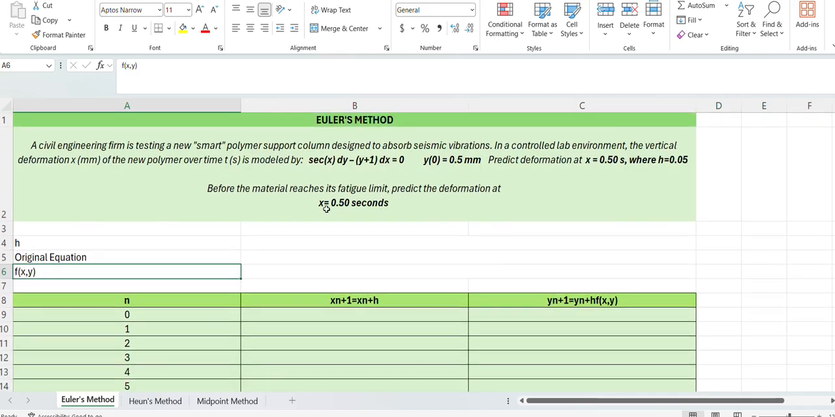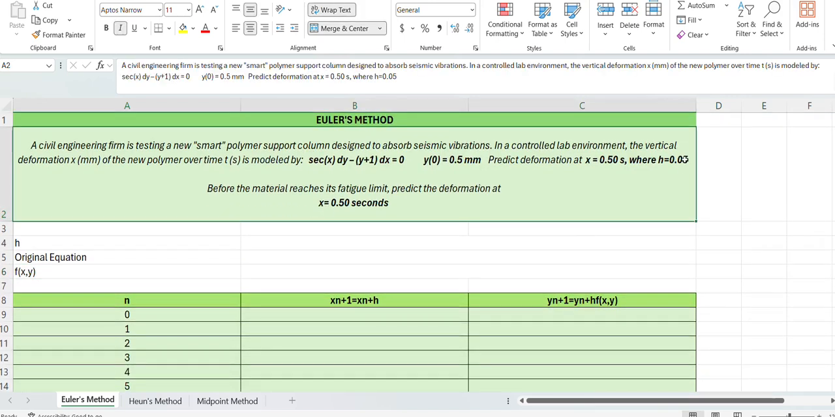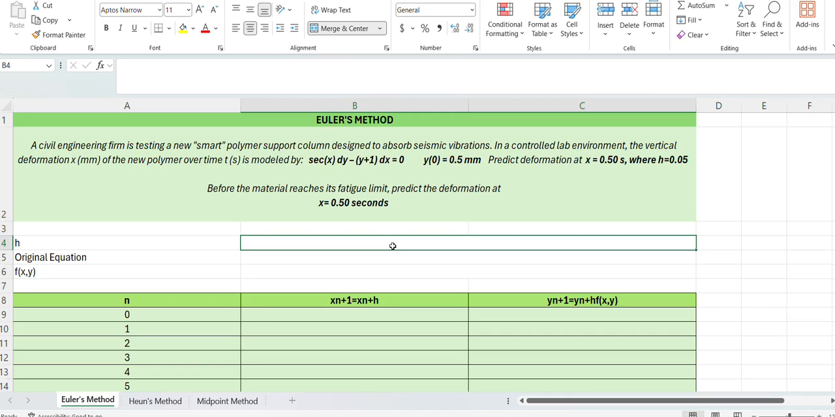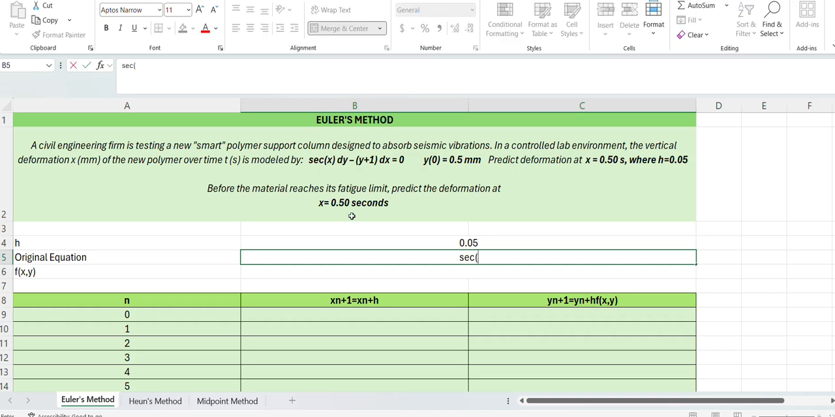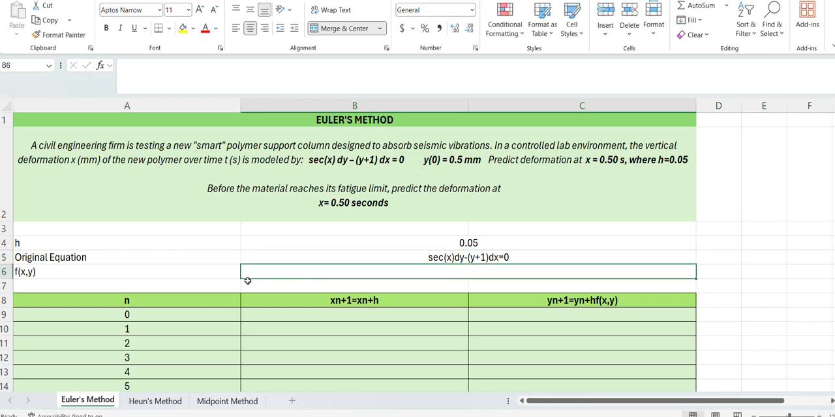So it's given here that h is 0.05, and we must put the value of 0.05 as the step size. The original equation was also given in the problem: secant x times dy minus (y plus 1) dx is equal to 0. And for us to establish the value of f(x, y), it is generally equated to dy over dx.